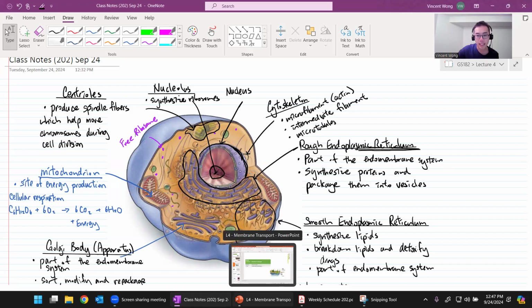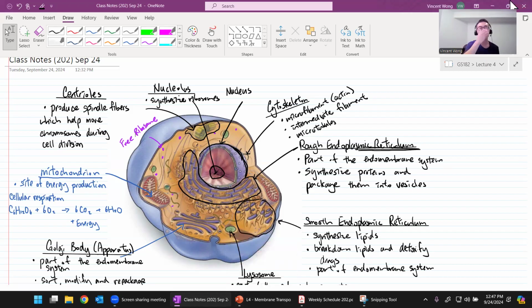Last time we did a drawing, which was the fluid mosaic model, right? Sorry, go ahead. Yeah, please. There's two more labels left, the cell membrane and the nuclear membrane. Oh, yes. Thank you.